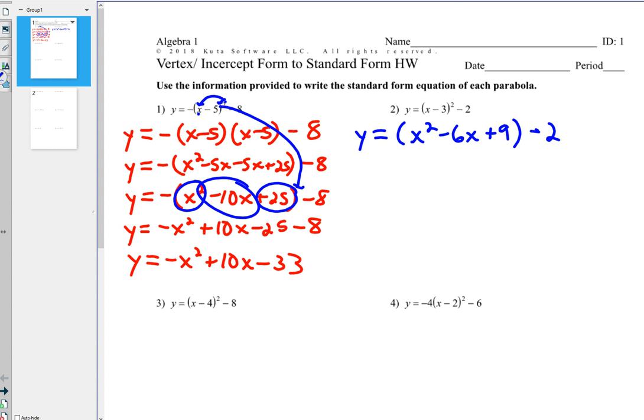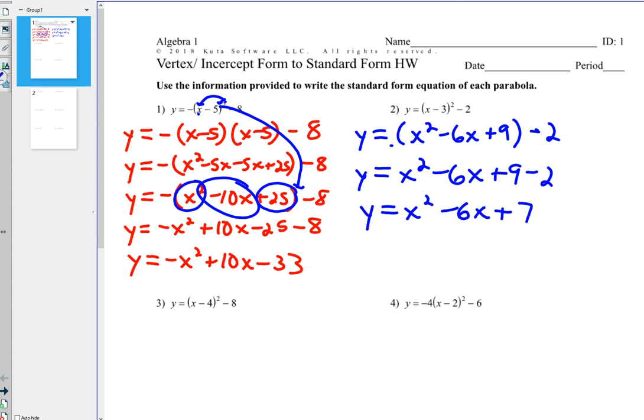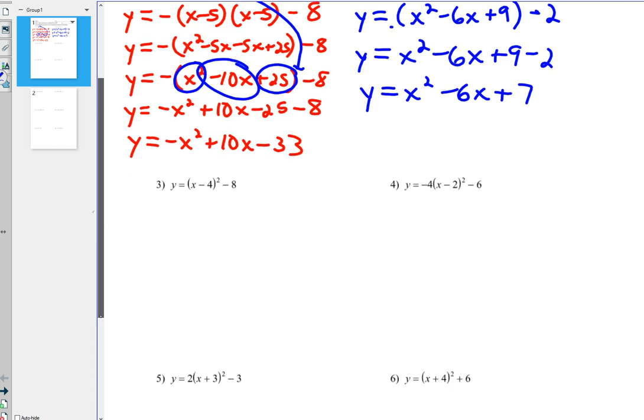Now that I have the shortcut here, this is the reason why I could get away without the parentheses. What's in front? A 1, so I can just rewrite it; 1 times anything is itself. And then 9 minus 2 is 7. I have now written these two parabolas in standard form. Why don't you guys do number 3?